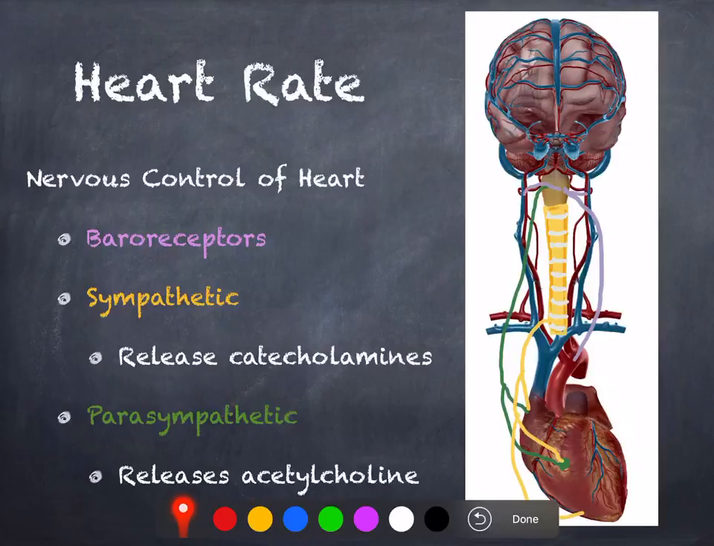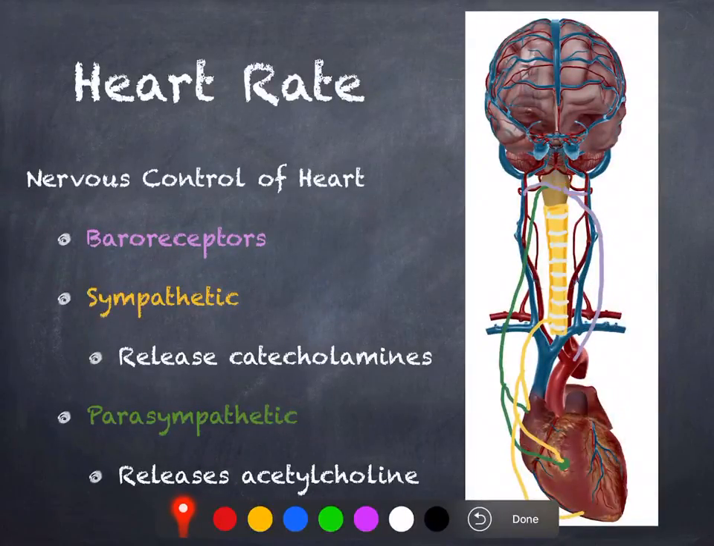In this case, with the blood pressure going up, it will then send a signal down the vagus nerve to the SA node, and acetylcholine will be released, which will slow down the SA node. If the SA node slows down, heart rate slows down, and then hopefully cardiac output slows down and blood pressure goes down.